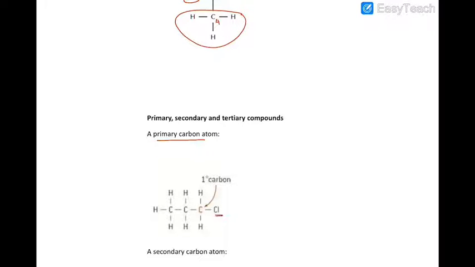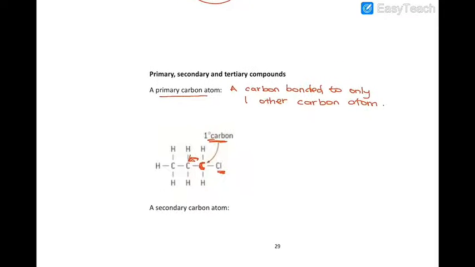So you see, this is a functional group. This is bonded to this carbon. So this is the carbon we're going to consider. And this carbon is bonded to only one other carbon, which means that this is a primary carbon. Okay? So that's a primary carbon.